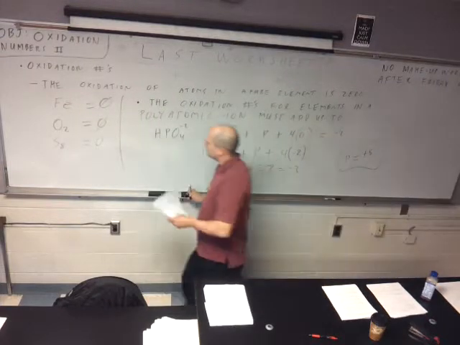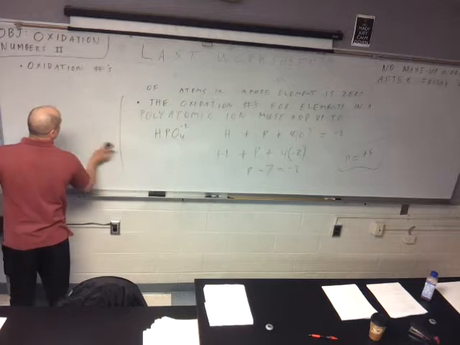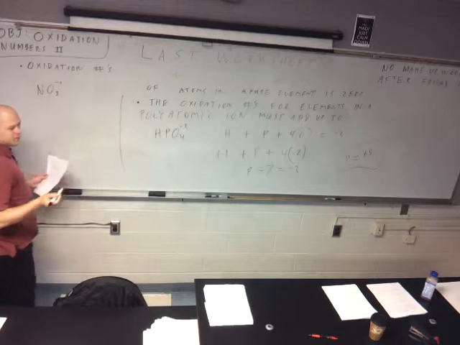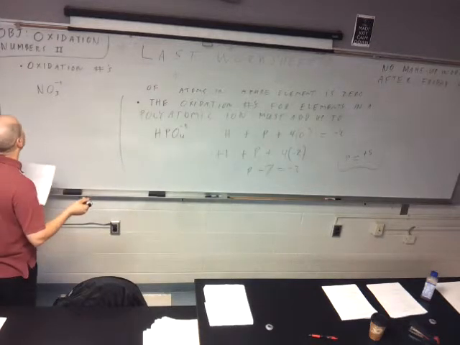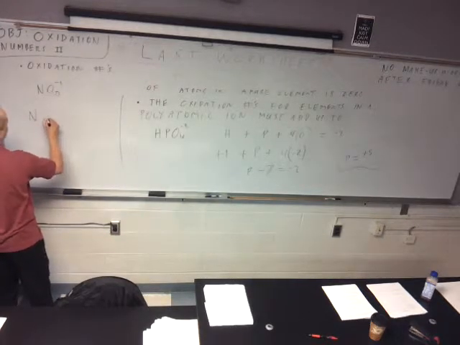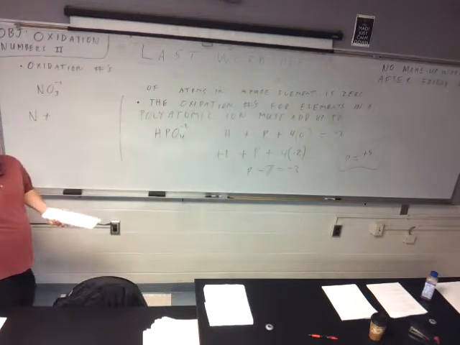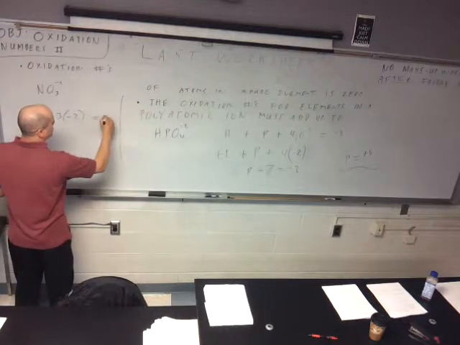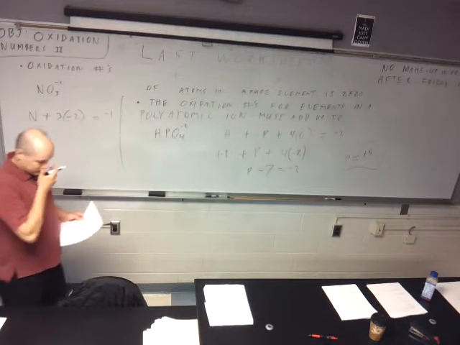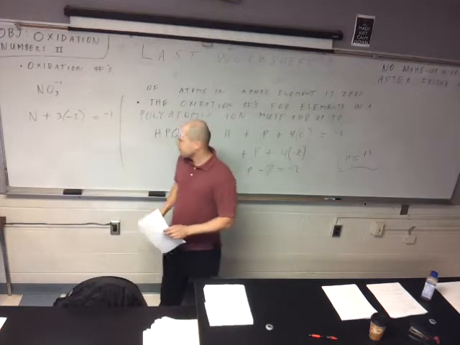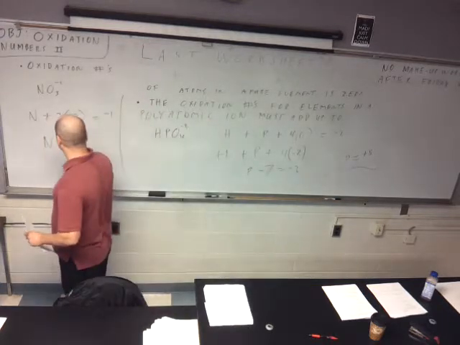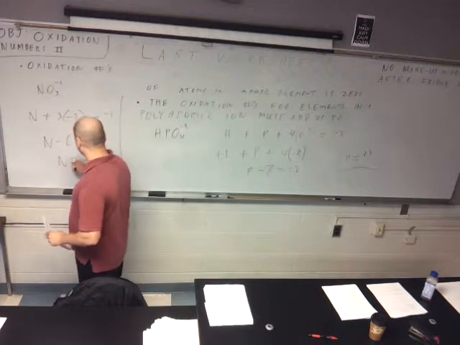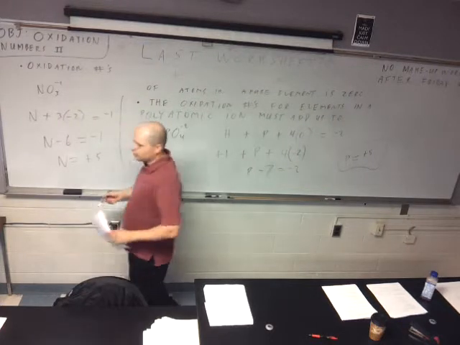So let's do nitrate, NO3, and this is -1. Nitrate's -1. So N plus, oxygen's always -2, right? That doesn't change. So 3 times -2 has to equal -1. So N minus 6 equals -1. We add 6 to both sides. Oddly enough, this one also comes out to +5. I didn't plan that.